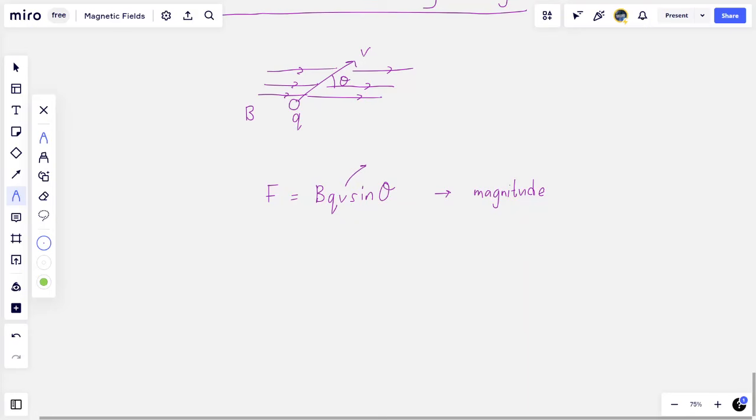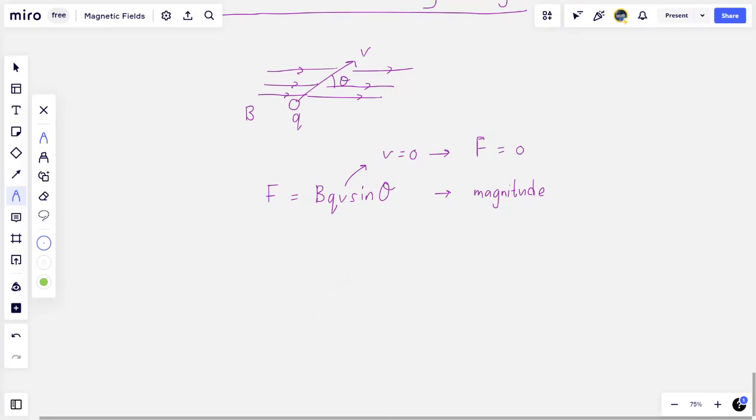Now this is why in the definition of magnetic field I said that it has to be a moving particle, because the force depends on the velocity. If it's not moving, if this charge was stationary, guess what? The force is zero as well. There's no magnetic force on a stationary charged particle.